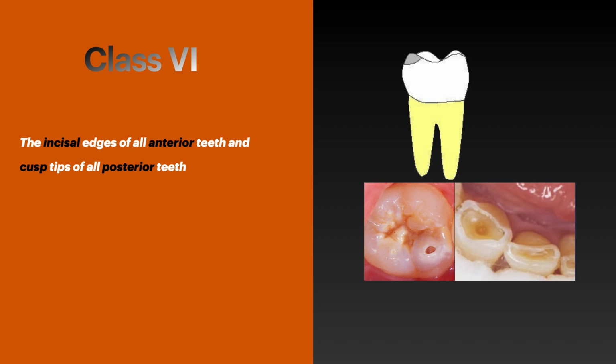Class 6 caries involve incisal edge of anterior teeth and cusp tips of posterior teeth, often related to attrition from chronic habit of grinding teeth. Bruxism with subsequent exposure of dentin can also be related to cusp tip trauma or enamel defects.